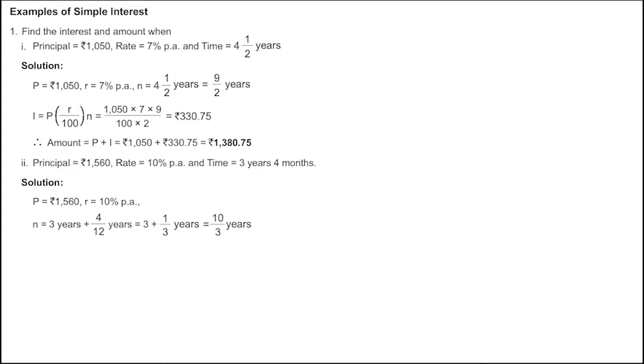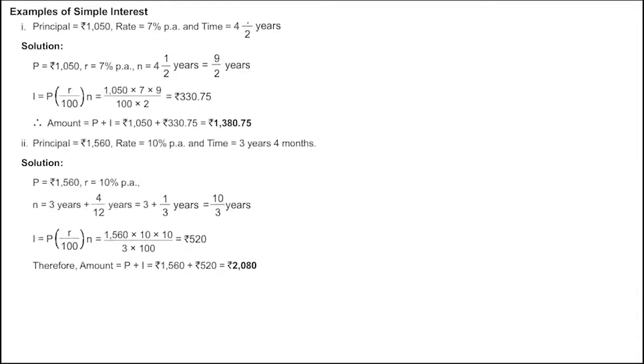Now same way, we'll use the formula I is equal to P into R into N upon 100 to get the value of the interest. By substituting the value of P, R and N, we get the interest as 1560 into 10 into 10 whole upon 3 into 100, which gives us rupees 520. And therefore, our amount is nothing but 1560 plus rupees 520, which gives us rupees 2080.